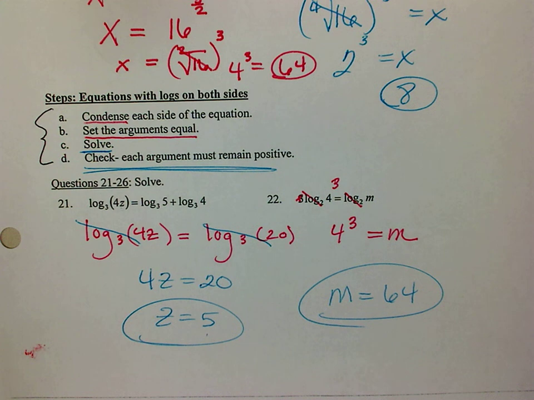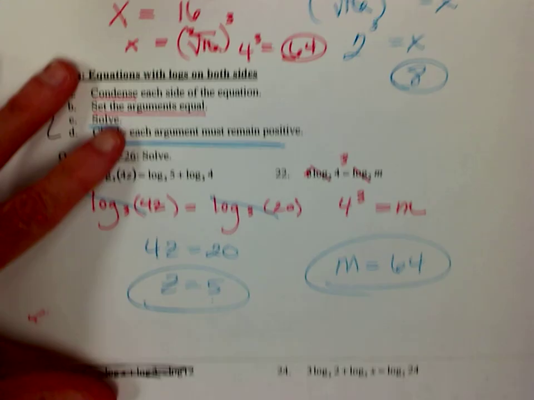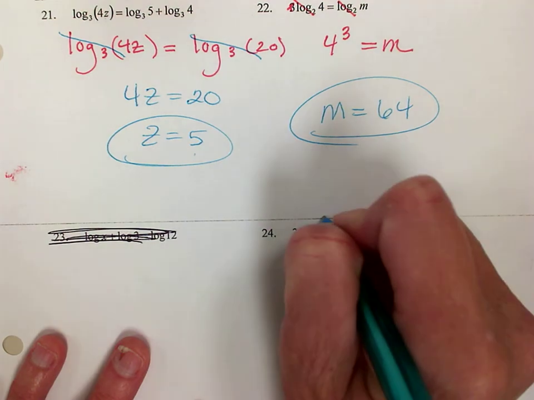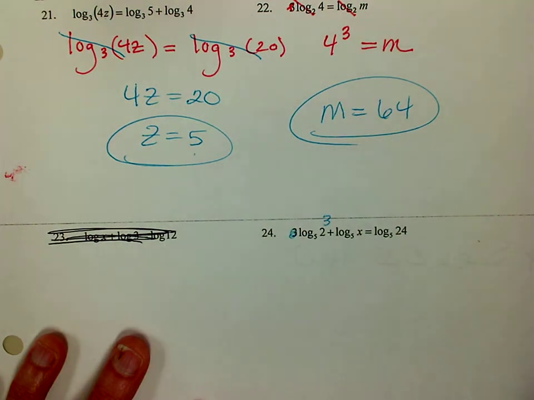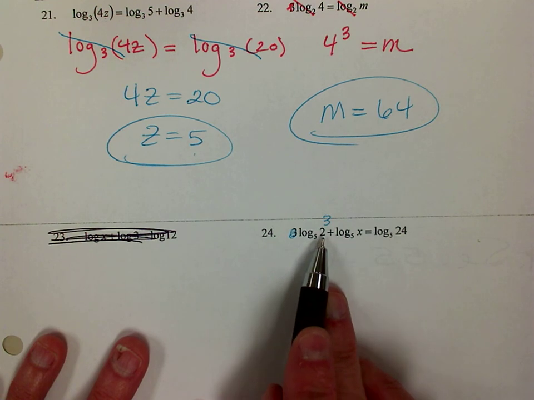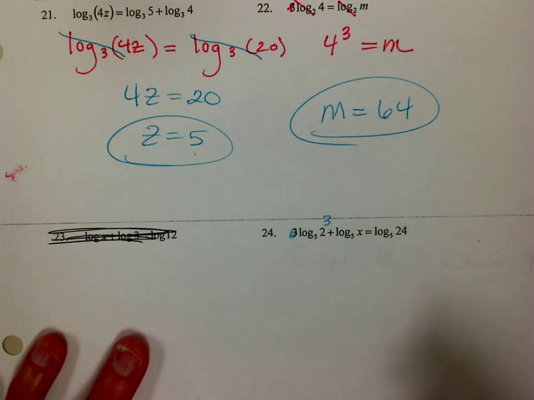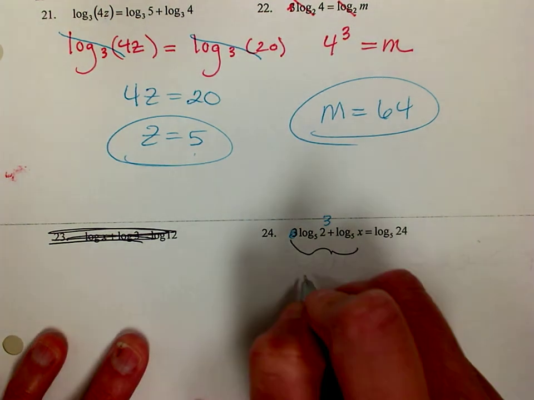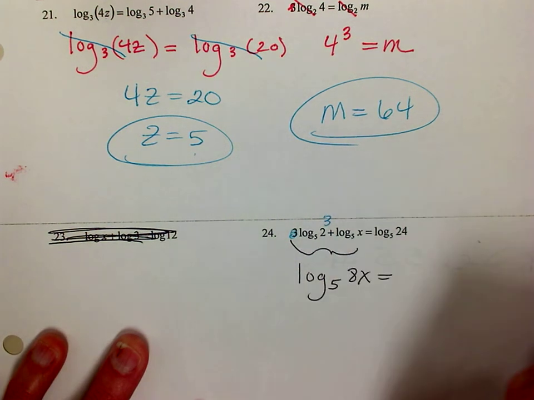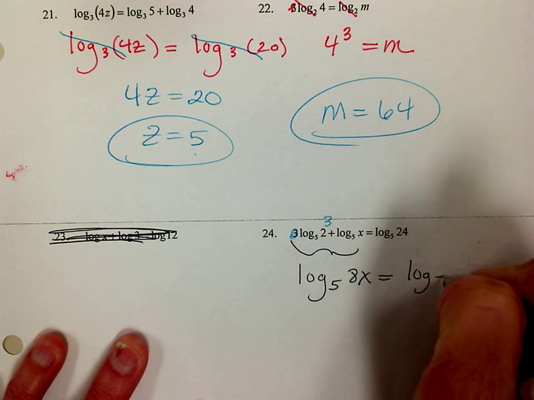Okay, and we crossed off 23. That brings us to 24. So at first I probably need to change that 3 to an exponent. This addition sign means to multiply. So I'm going to take 2 cubed, which is 8, times x, which is 8x. So this becomes log base 5, 8x. The right side is already condensed.